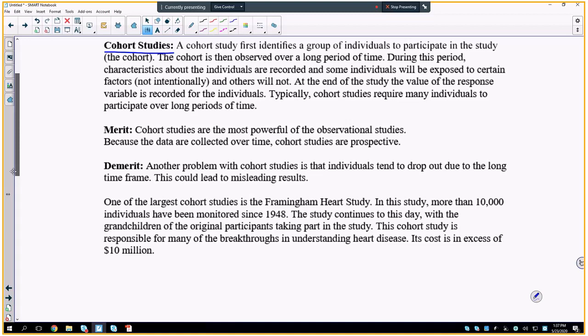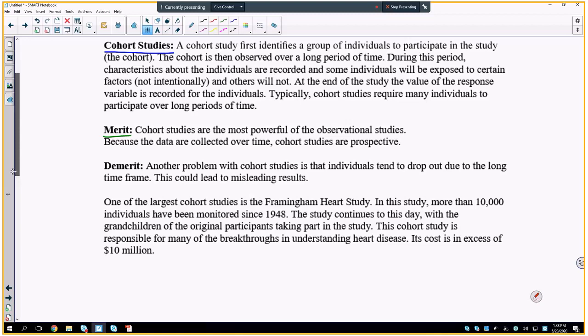So at the end of the study, the value of the responses are recorded for each individual, and then we might compare based on what factors they encountered. Typically, cohort studies require many individuals to participate over long periods of time. So the advantage is that this is the most powerful observational study because the data is collected over time. So they're prospective.